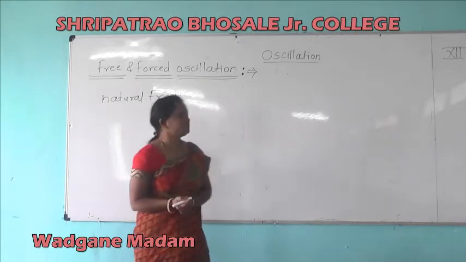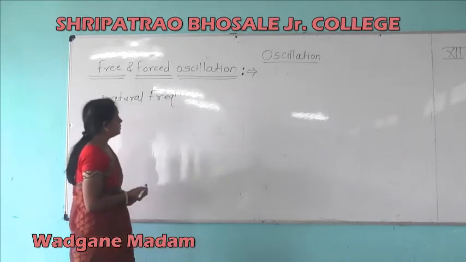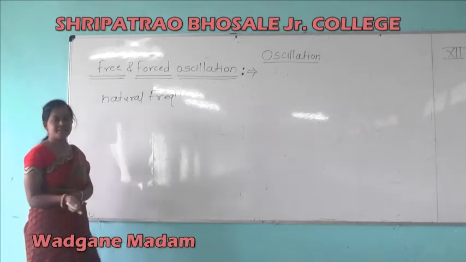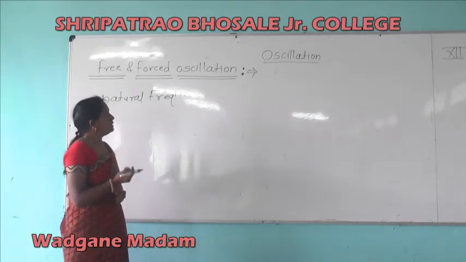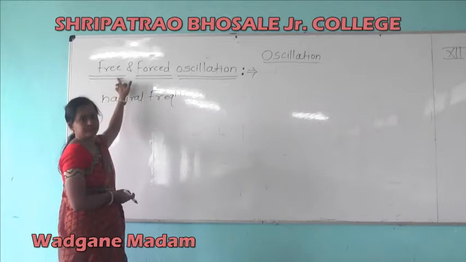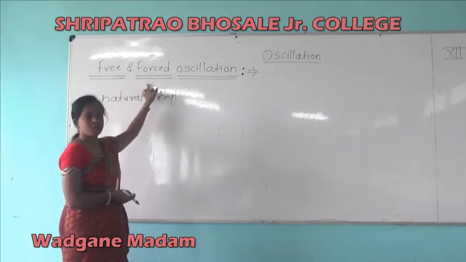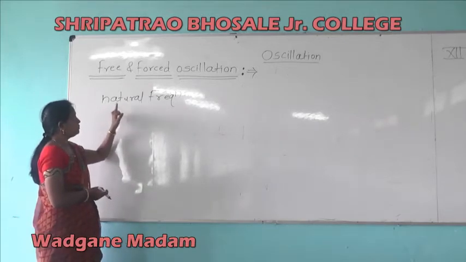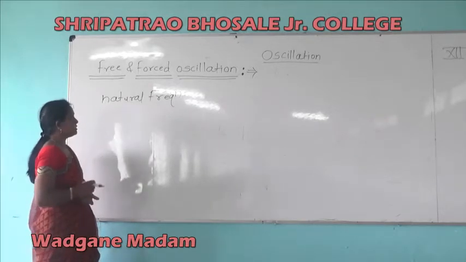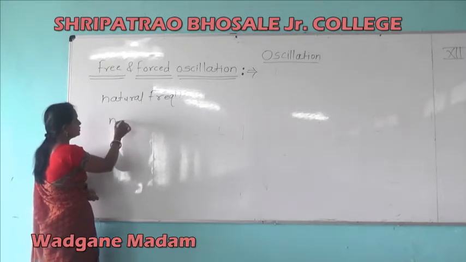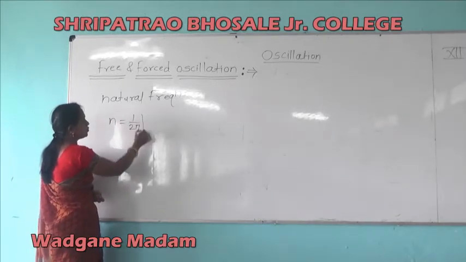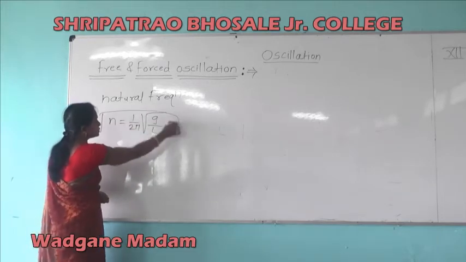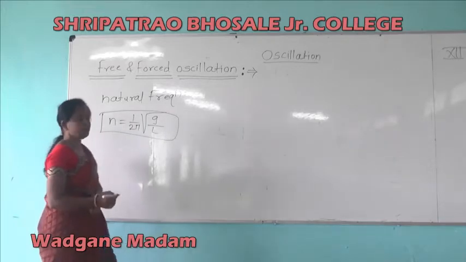Let us consider a simple pendulum of length L that is displaced and released. Then it performs free oscillation, and it moves with its natural frequency. That is, n is equal to 1 divided by 2 pi times the square root of g by L, which is called the natural frequency of the simple pendulum.